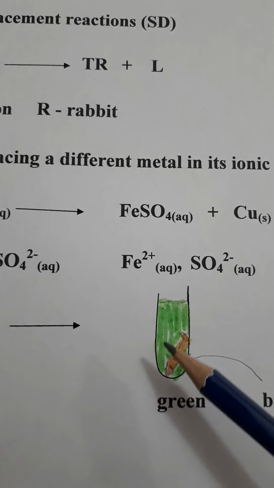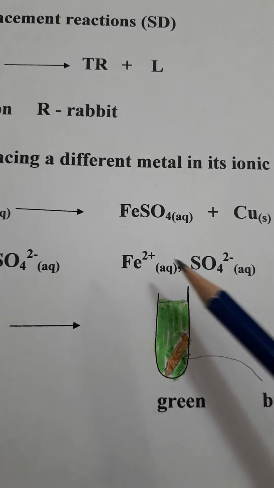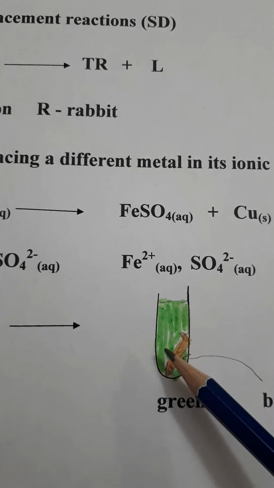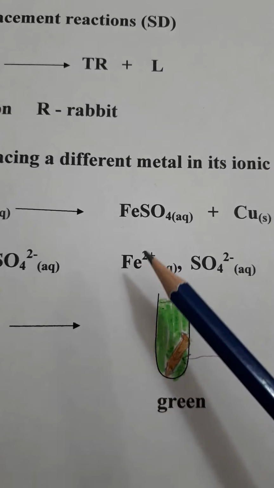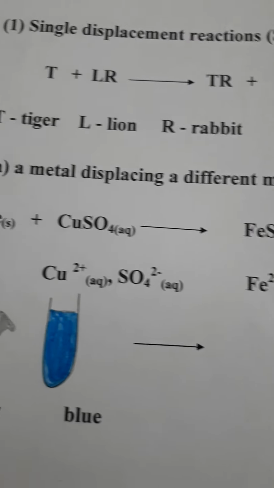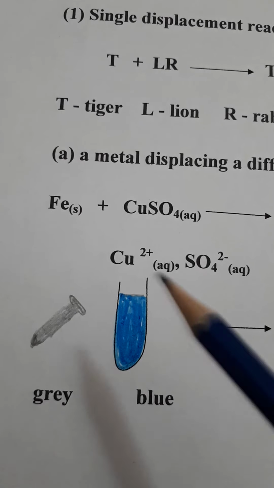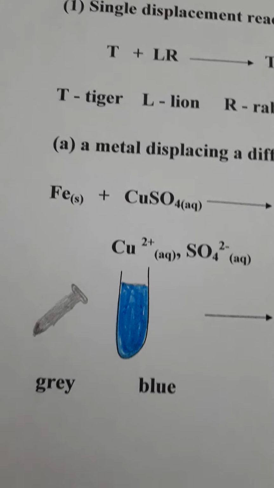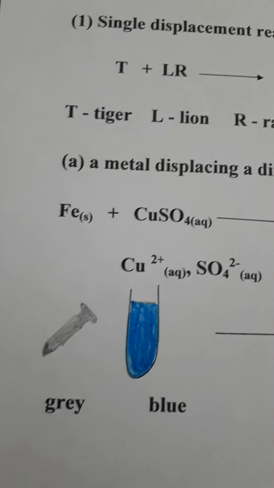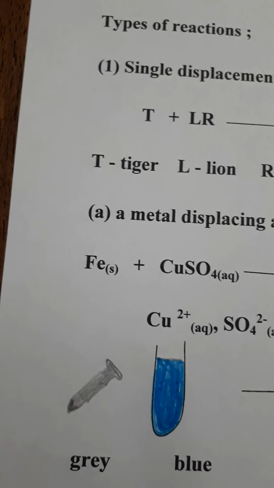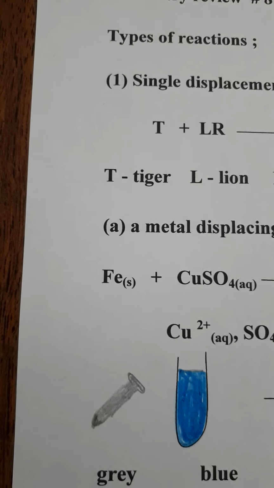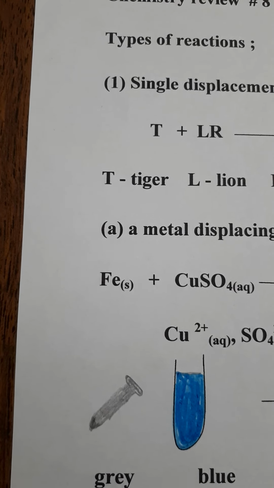So the solution has become light green because the iron 2 plus in iron sulfate has a light green color. Actually it is coming from the iron 2 plus. Copper sulfate was blue color; that color came from the copper 2 plus. How do we know which one is the lion, which one is the tiger? To remember that, we have something called a reactivity series.